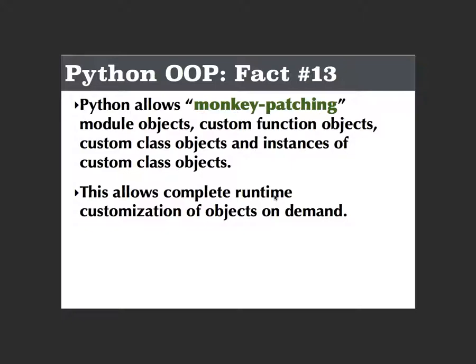Next I shall tell you, fact number 13. Python allows monkey patching of module objects, custom function objects, custom class objects, and instances of custom class objects. What is monkey patching? Monkey patching is nothing but, I am given an object. I can remove some attributes which I don't like. I can add my own new attributes. I can change attributes. This kind of modification of attributes for an object is possible for what? Modules, any function that we create, any class that we create, and instances of that class that we create. So class objects, instance objects, module objects, and custom function objects can be monkey patched.